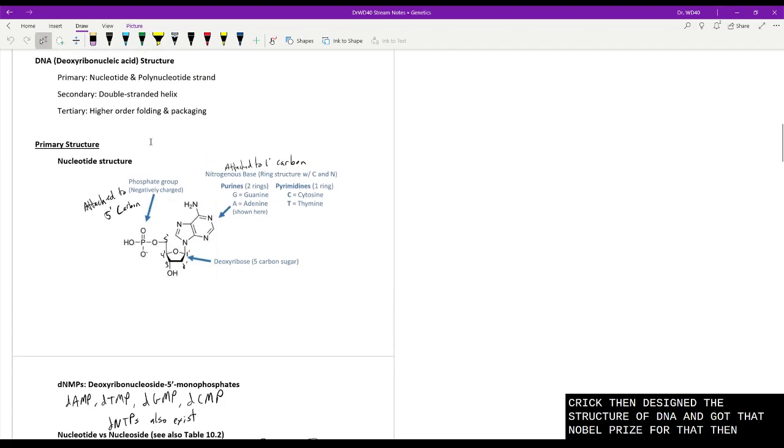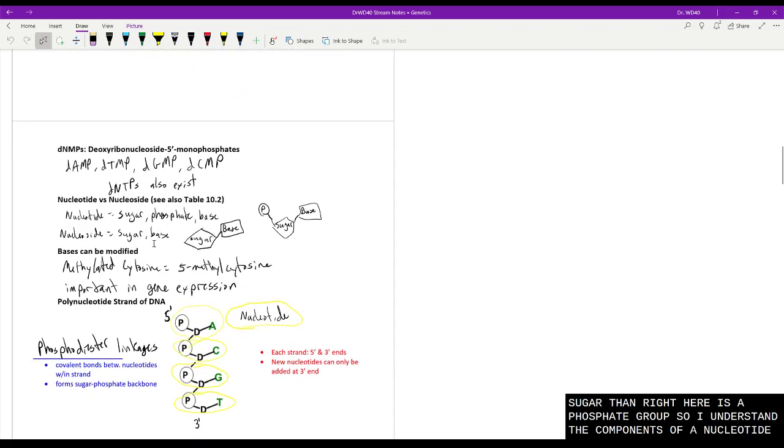Then the structure of DNA here. If you look at a nucleotide here, make sure you know this is the sugar, deoxyribose or ribose. This is the base. You don't have to know whether it's a purine or pyrimidine, but remember the little hint here: if it's two ring structures, it's the shorter word, or purine. If it's one ring structure, it's a pyrimidine. So here, this is the base, this is the sugar, then right here is the phosphate group. So understand the components of a nucleotide structure. That's important too.